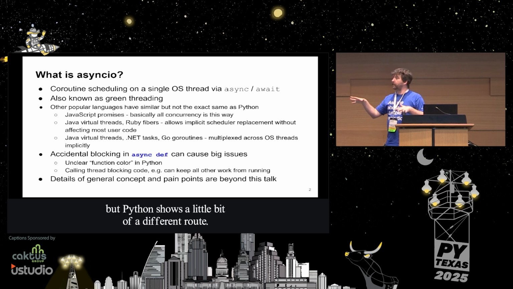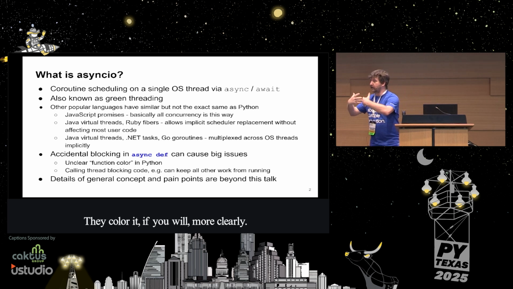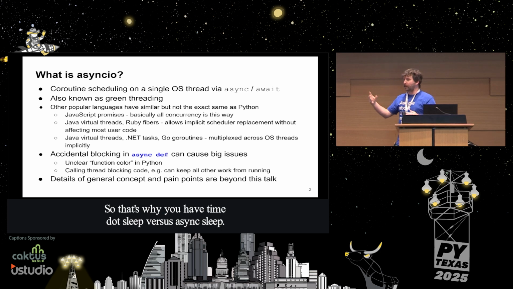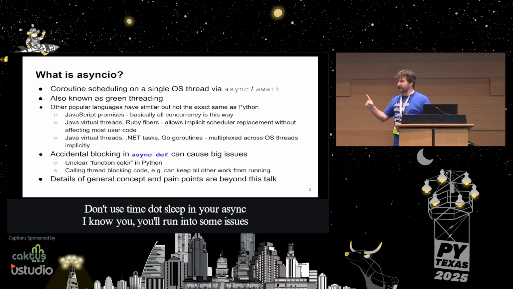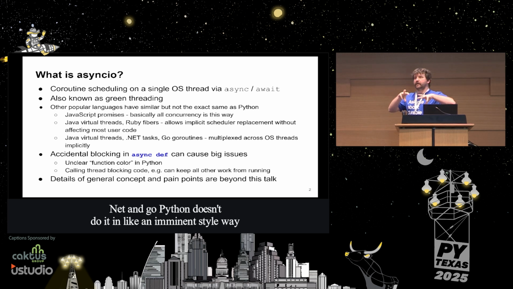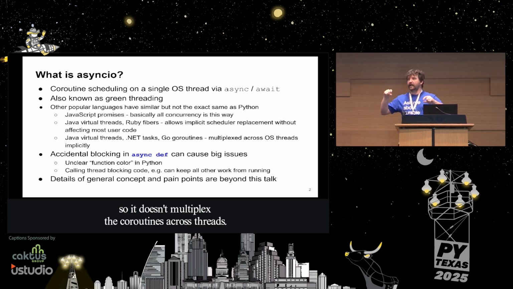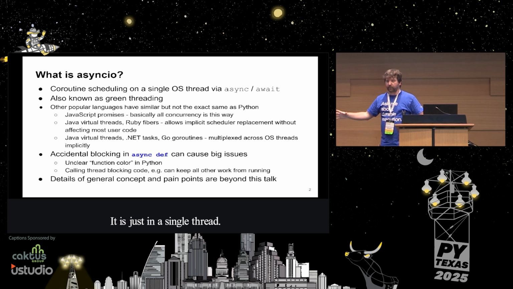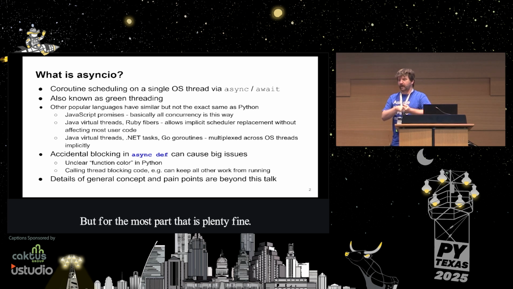But Python chose a little bit of a different route. They make it more explicit. They color it, if you will, more clearly. So that's why you have time.sleep versus asyncio.sleep, and they're completely not the same. Don't use time.sleep in your async IO. You'll run into some issues. And unlike some other languages like Java and .NET and Go, Python doesn't do it in an M:N style way. So it doesn't multiplex the coroutines across threads. It is just in a single thread. But for the most part, that is plenty fine.